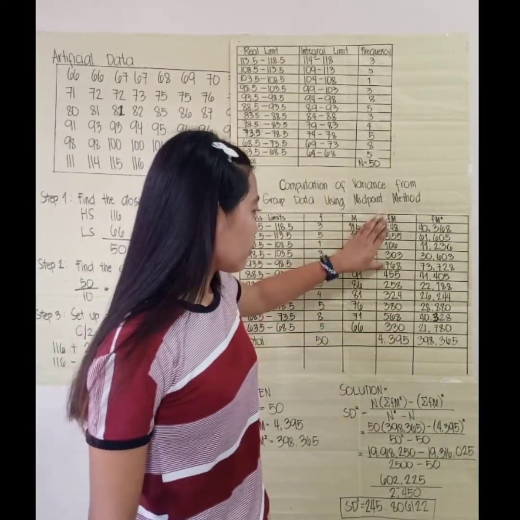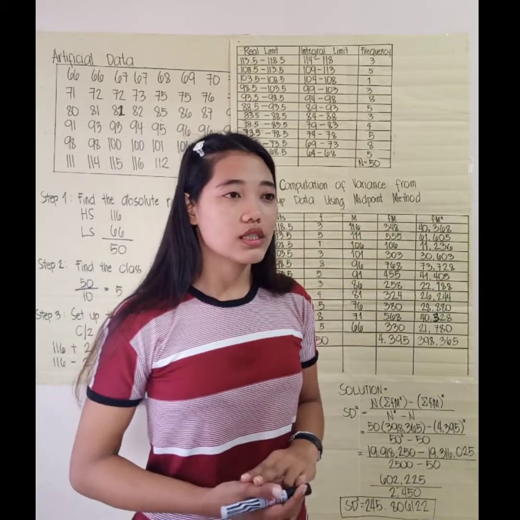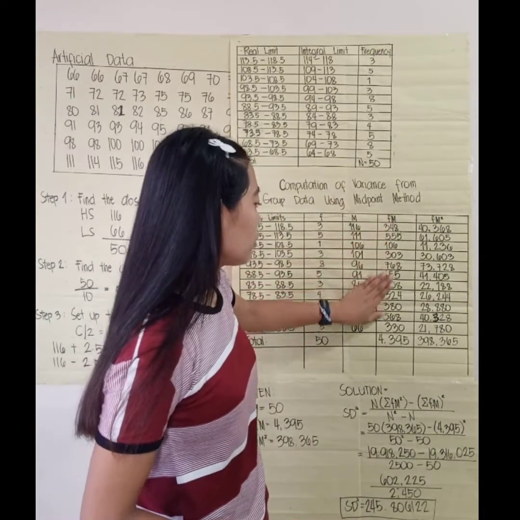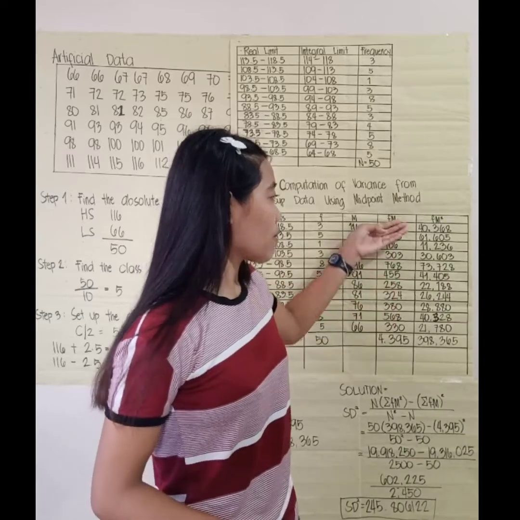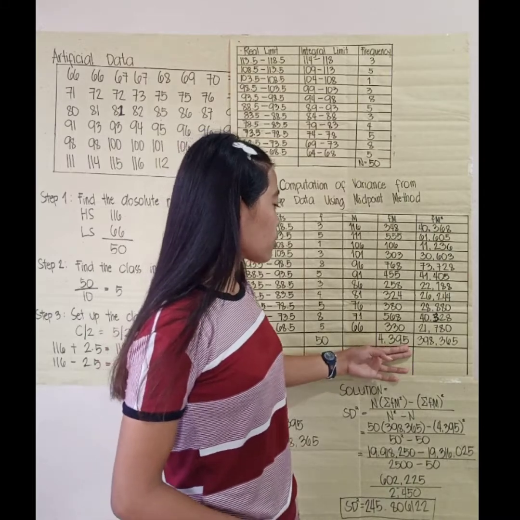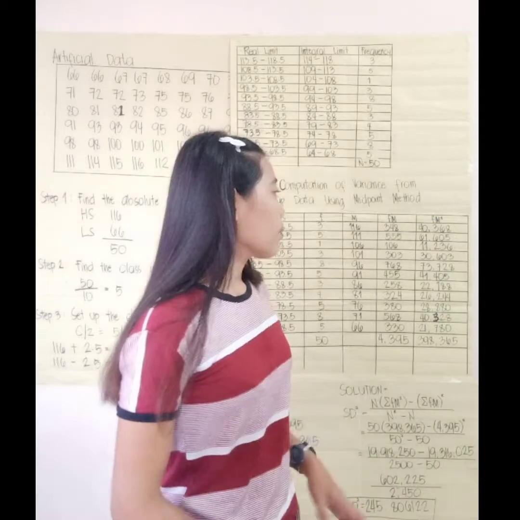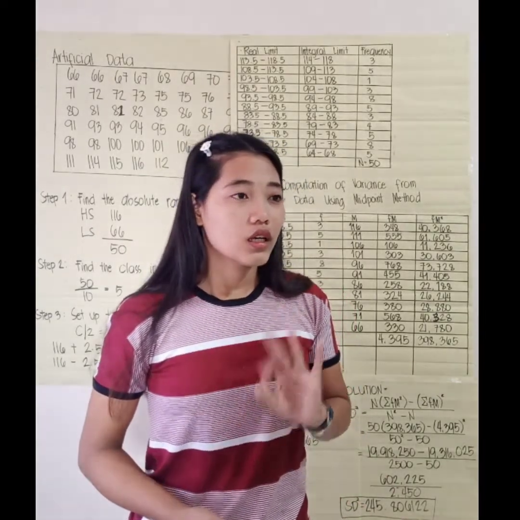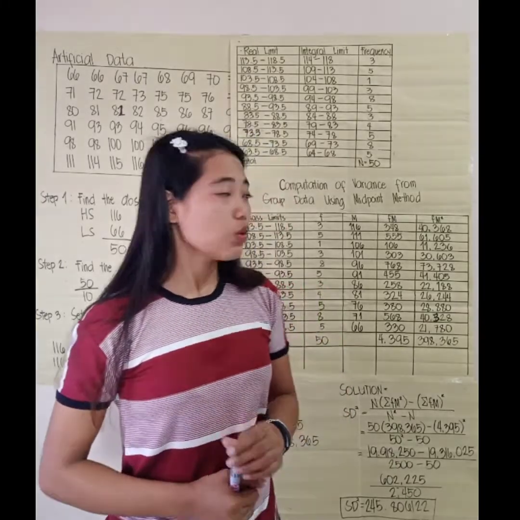After getting the values, let's apply our second step, which is to add all FM values to get the sum of FM. So we already have the result, which is 4,395.